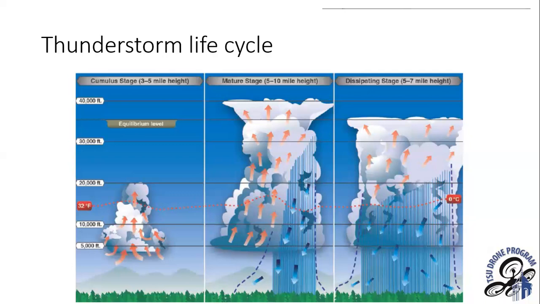And in the dissipating phase, the ground has been cooled by precipitation, and so there are no more thermal updrafts. And then even the precipitation is starting to slow down. Now, the mature stage is the height of the thunderstorm. That's where you're going to have a lot of vertical shear, turbulence, and of course, you're going to see a sharp decrease in temperature and a sharp increase in pressure.